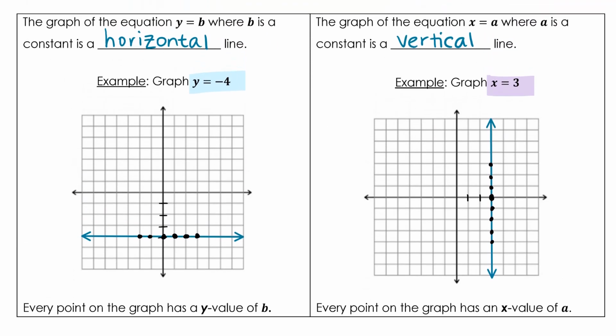So the trick here is remembering what y equals -4 or y equals b really means. It means every point on the graph has that y value, so it must be producing a horizontal line. Or in the case of x equals 3, or in general x equals a, every point on the graph has an x value of a.